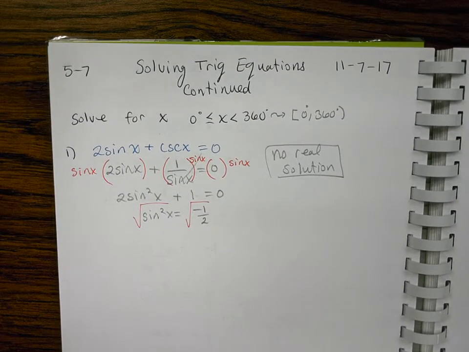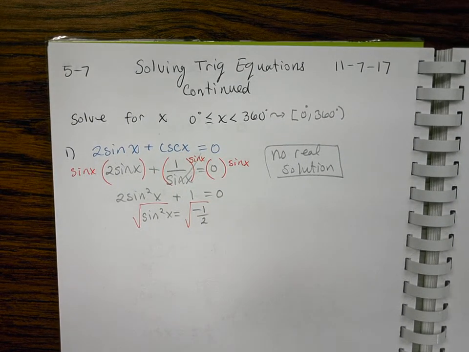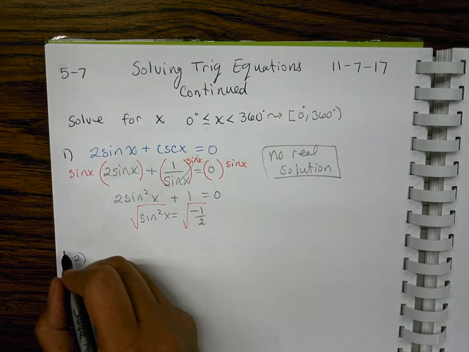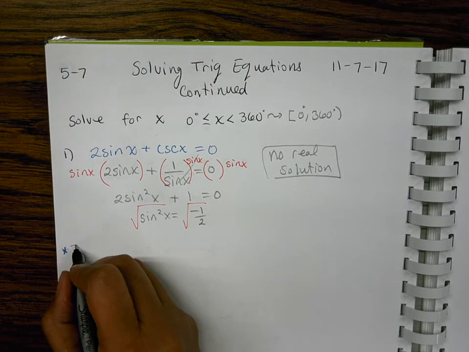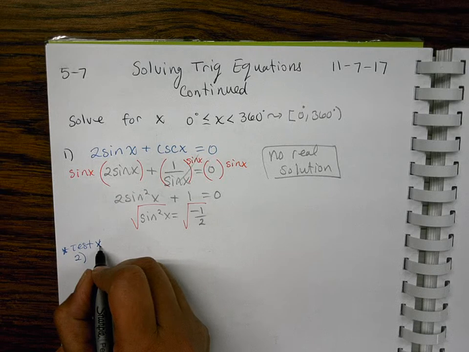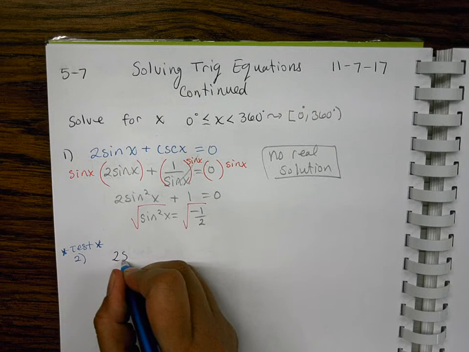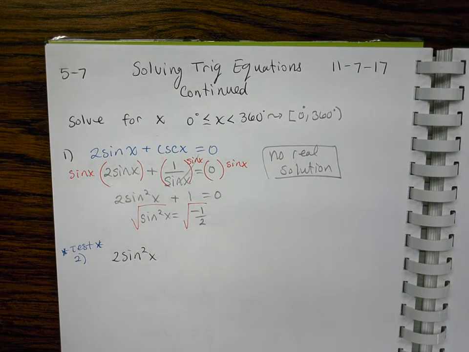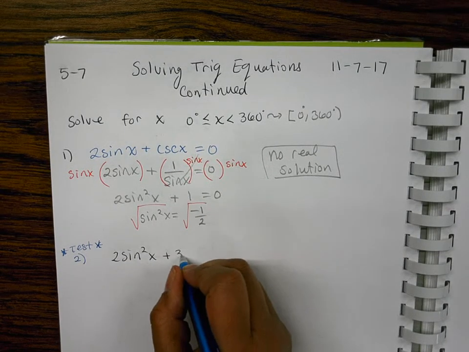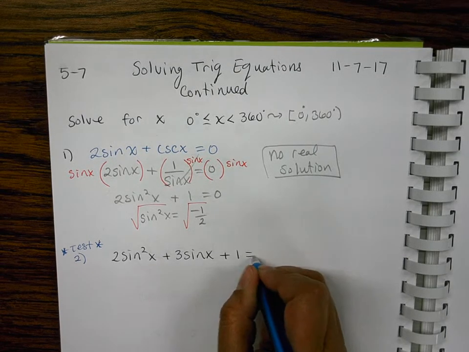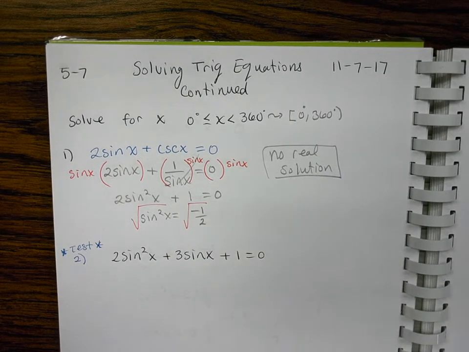Alright, so that's pretty much review from what we did yesterday. Number 2, more review, but a little bit harder, and kids struggle with this one on the test. Alright, here it is. 2 sine squared x plus 3 sine x plus 1 equals 0.